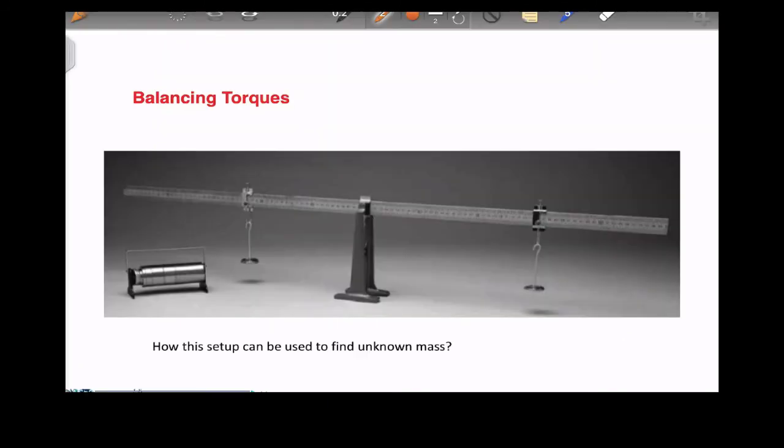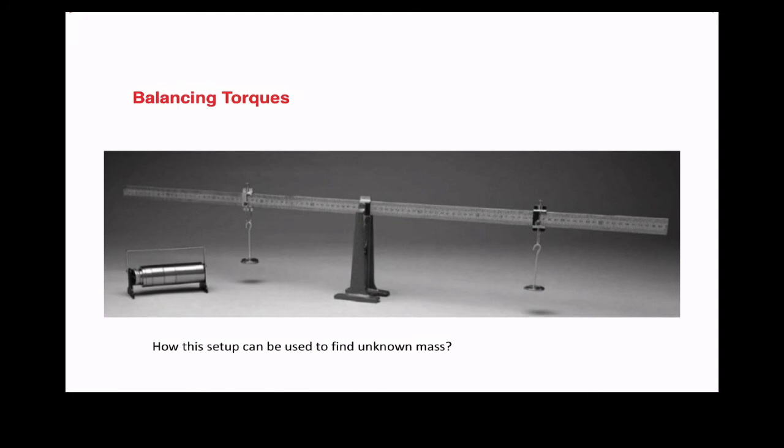This is an experimental setup which is used to study torques. The meter stick can be balanced around 50 centimeters and two masses are hung on the opposite sides. If the two masses are equal, then their distance from the pivot would be equal in order to produce equal torques in opposite directions. But if one of the masses is heavier, it should be put closer to the pivot because its force would be bigger, which means the lever arm has to be smaller in order to produce an equal and compensating torque. The question is, how can you use this setup to find an unknown mass?